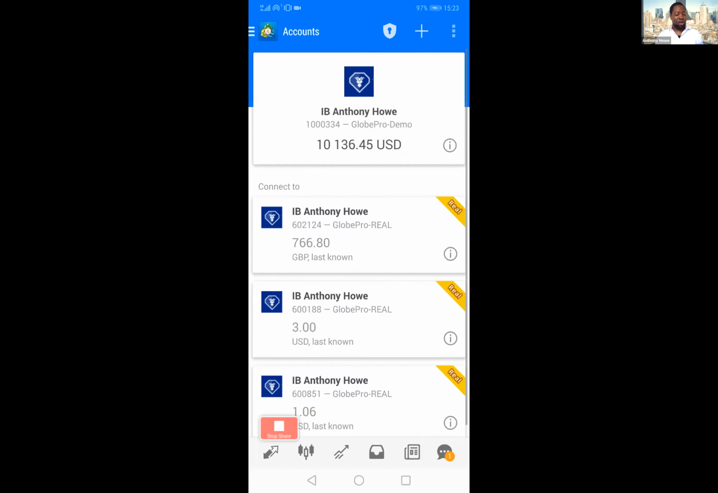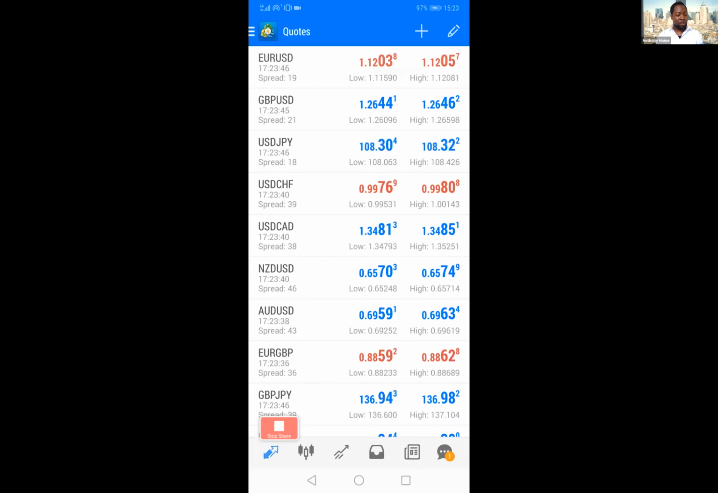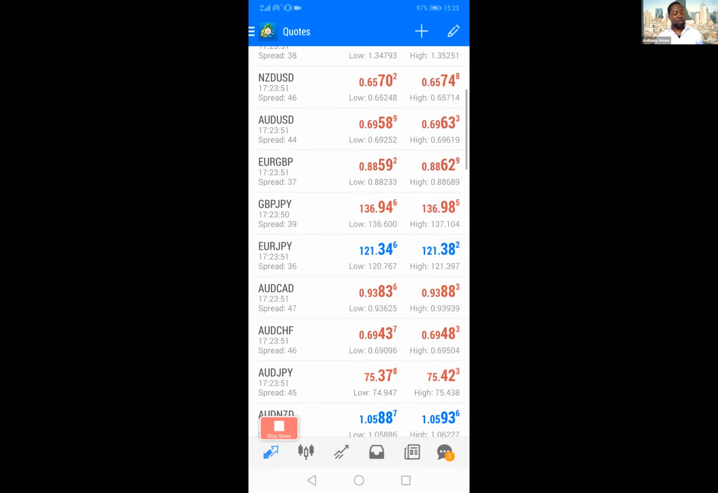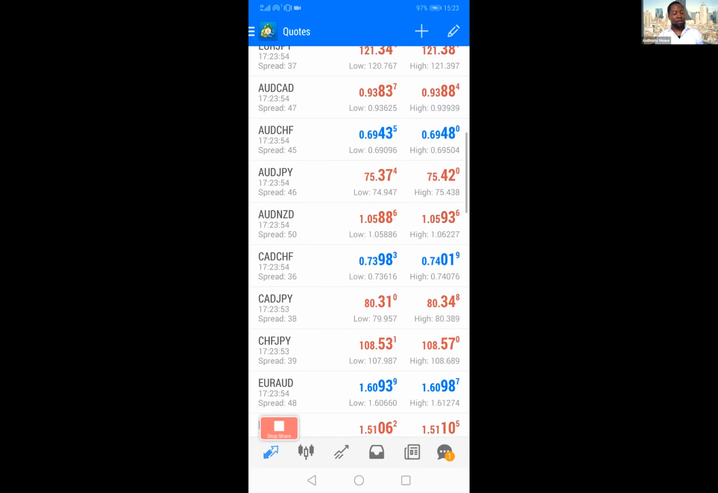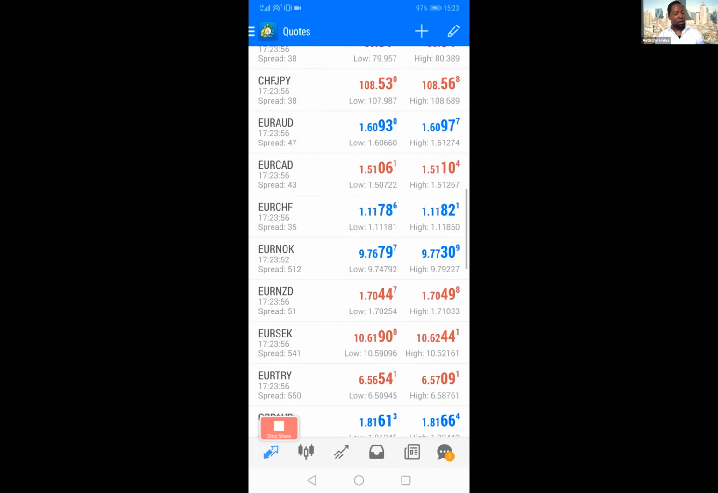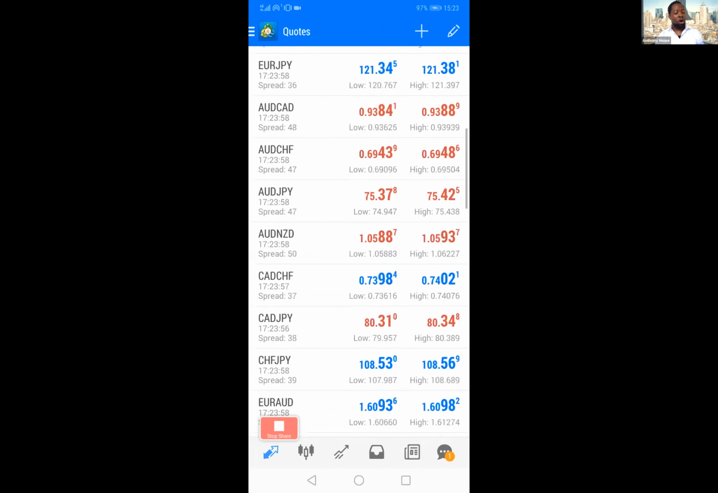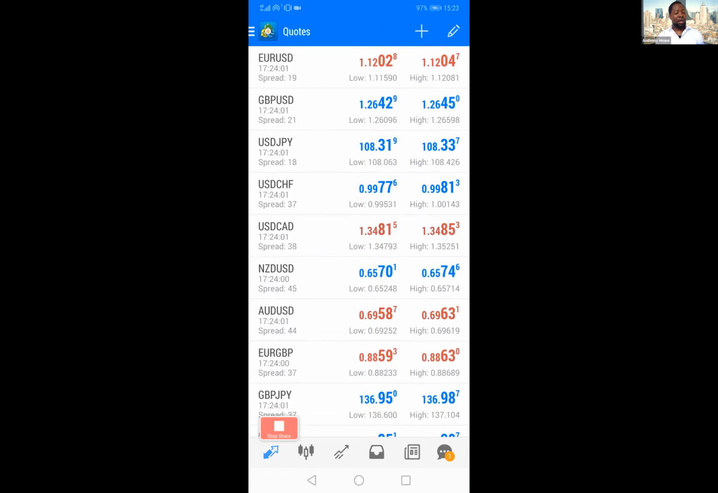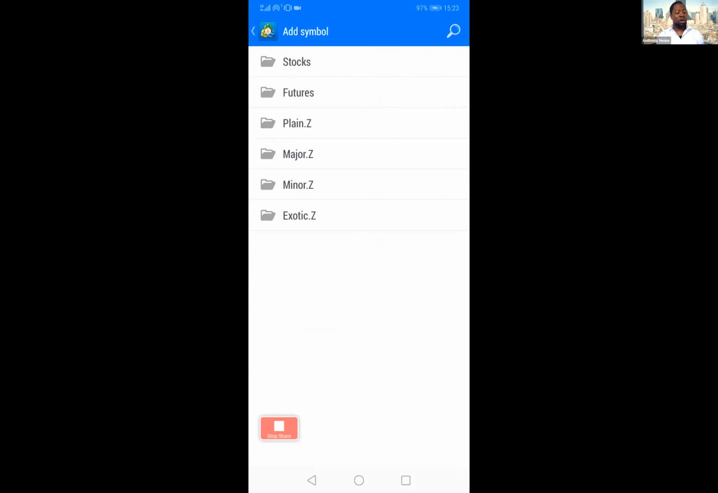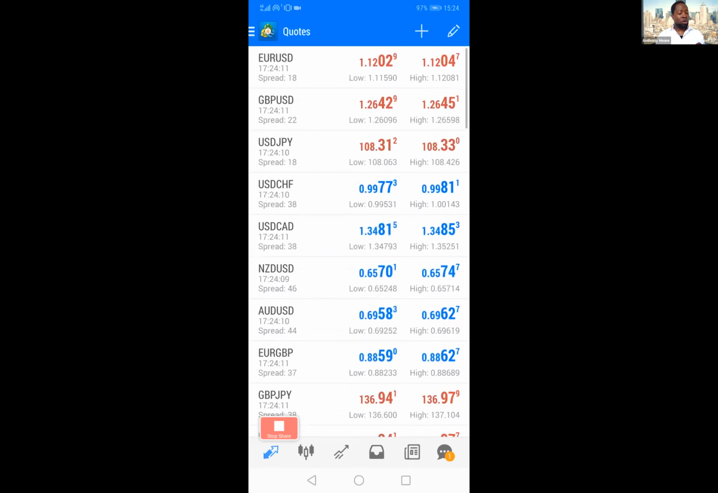When you click on MetaTrader 4, click the account that you want to take advantage of. And then you'll see a list of currency pairs on your screen. If the currency you're looking for is not there, then you want to click the plus sign in the top right-hand corner. You'll see a folder for Forex. Click on the Forex folder if it's in there and add all the currency pairs in that folder, okay?